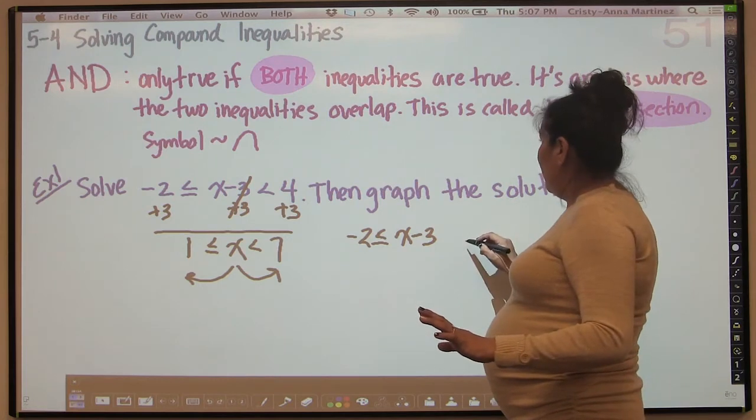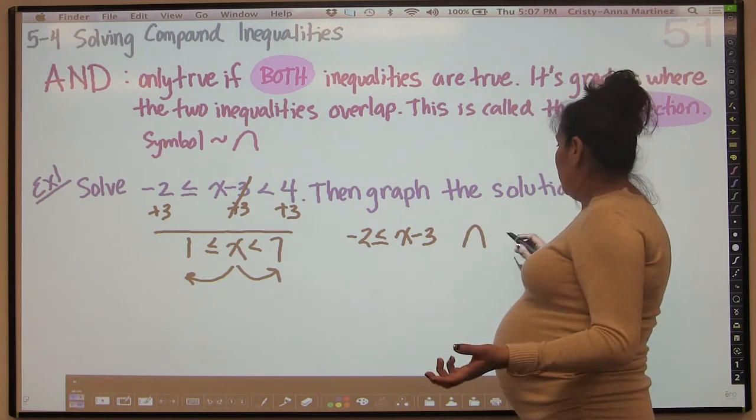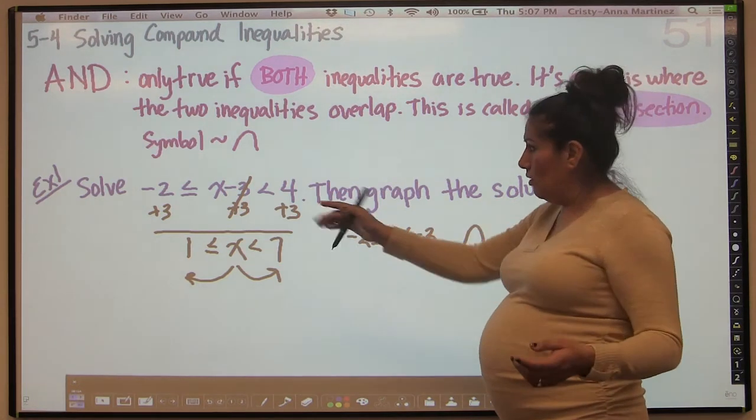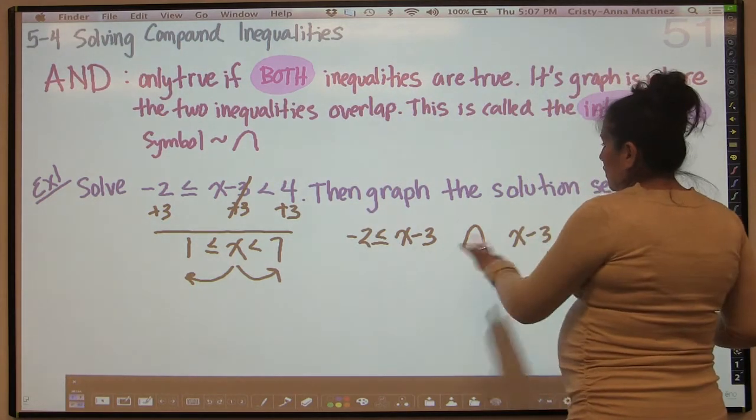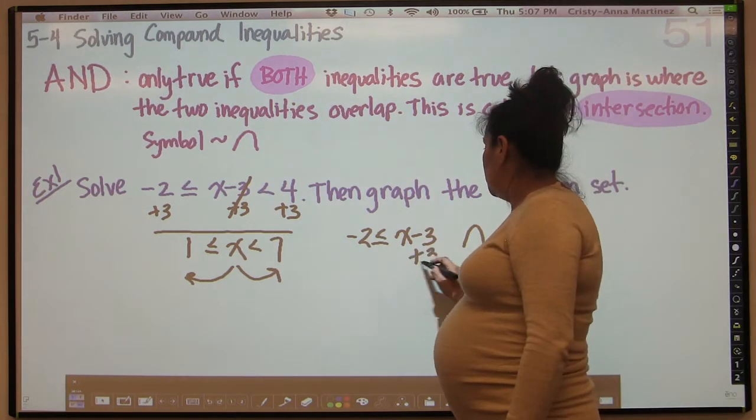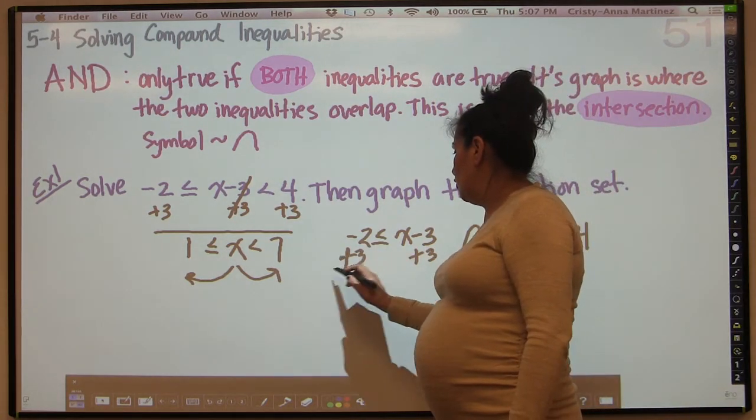And then you put your symbol "and," meaning at the same time, and then you write again, starting from the middle, x minus 3 less than 4. So now you have two separate inequalities, and if you want to solve them that way, you can do that. It might make it a little easier for you at first.